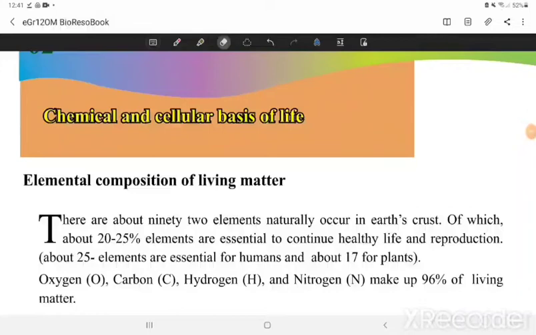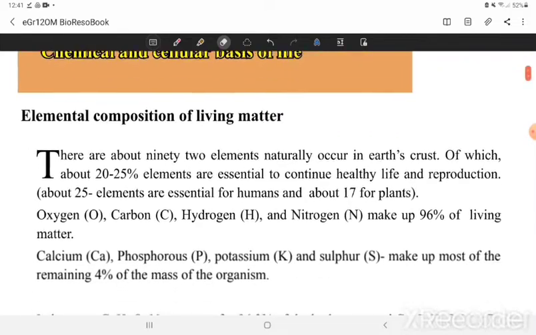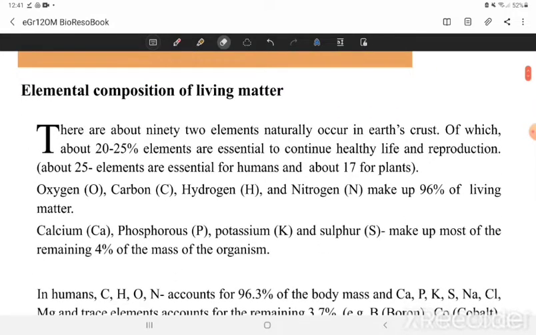and cellular basis of life. So let's discuss the elemental composition of living matter. There are about 92 naturally occurring elements in the Earth's crust. You should know this, particularly for MCQs, as they may ask this point.